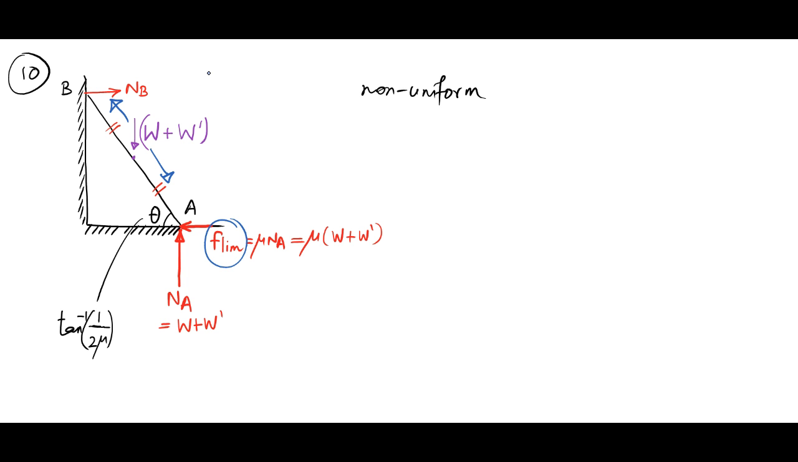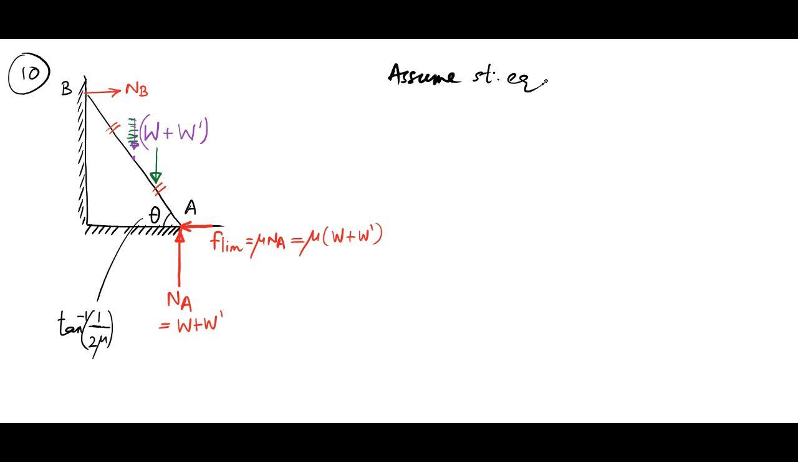So we can show that quite easily as follows. Let us say that W plus W dash acts at a lower position over here. The force is the same in magnitude, but rather than acting at this point, it's acting closer to A. Now does the ladder remain in equilibrium? Let's figure that out. One of the ways to do it is to assume static equilibrium, and then check for contradictions.